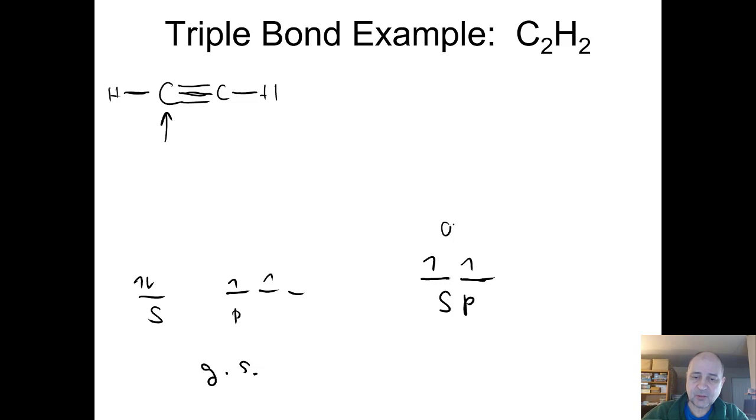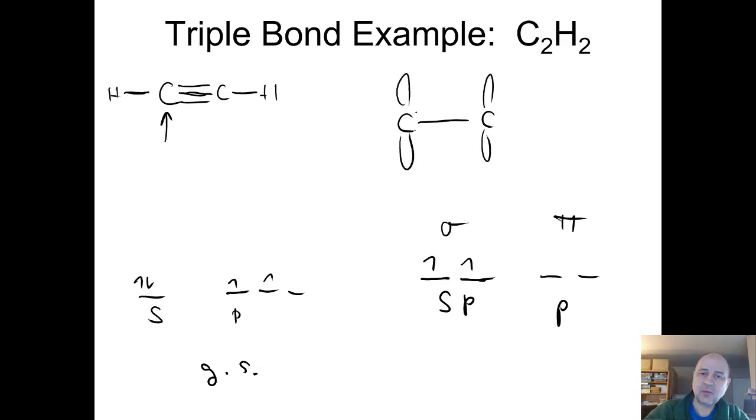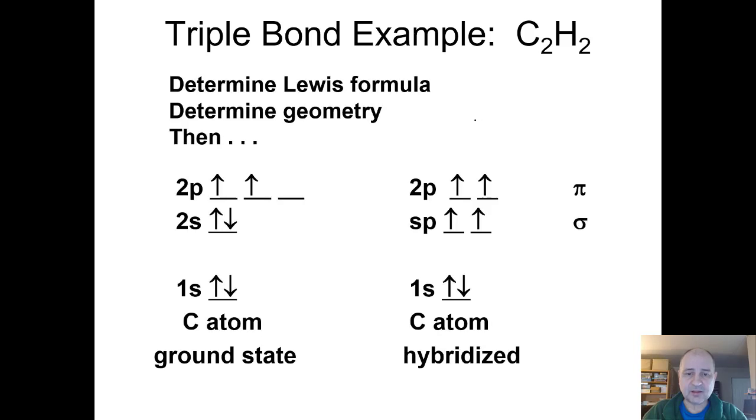So these are my sigmas. And then I have 2 p's, and those are my pi bonds. Now those are difficult for me to draw, but what we have is a p orbital here, and then we have a p orbital here. So that sigma bond is completely surrounded by electron density. So this is the model cleaned up nicely.